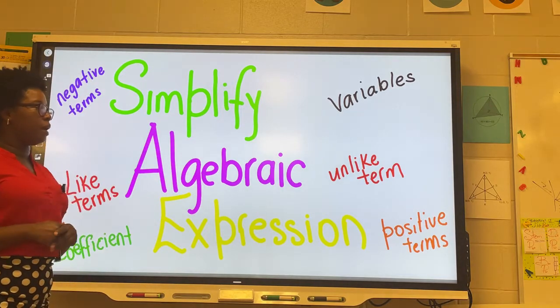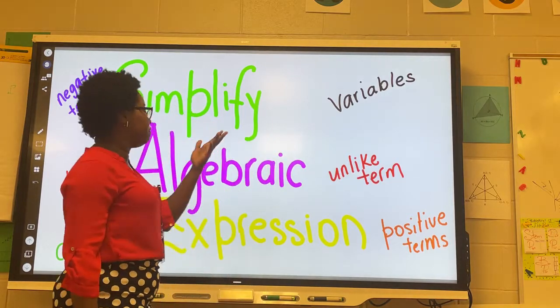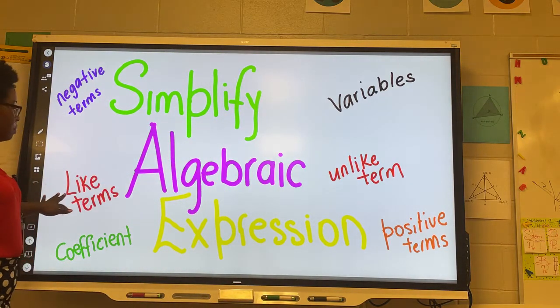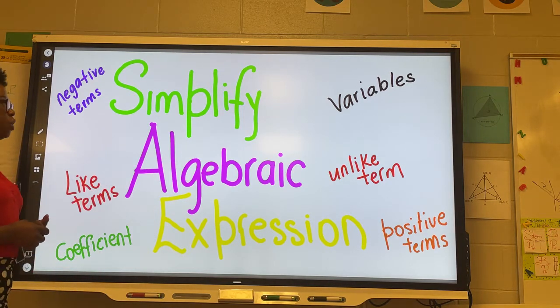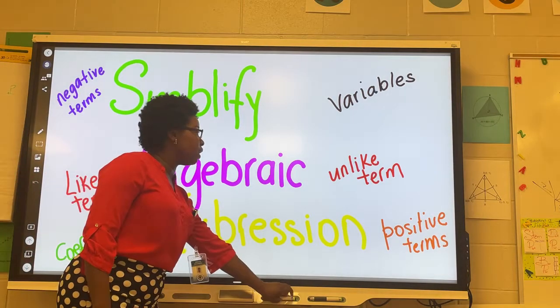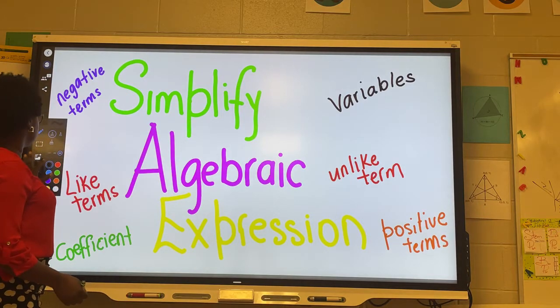So terms you may see are positive terms, unlike terms, variables, negative terms, like terms, and coefficients. If you have an idea of what these are, you should be able to start the process of simplifying.